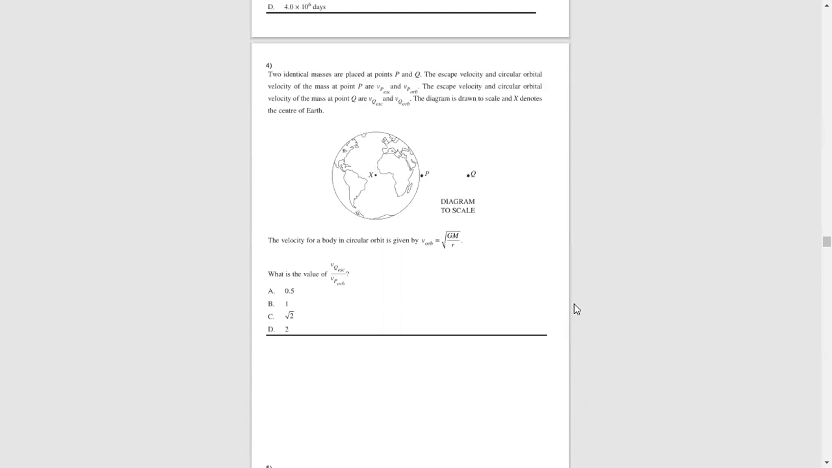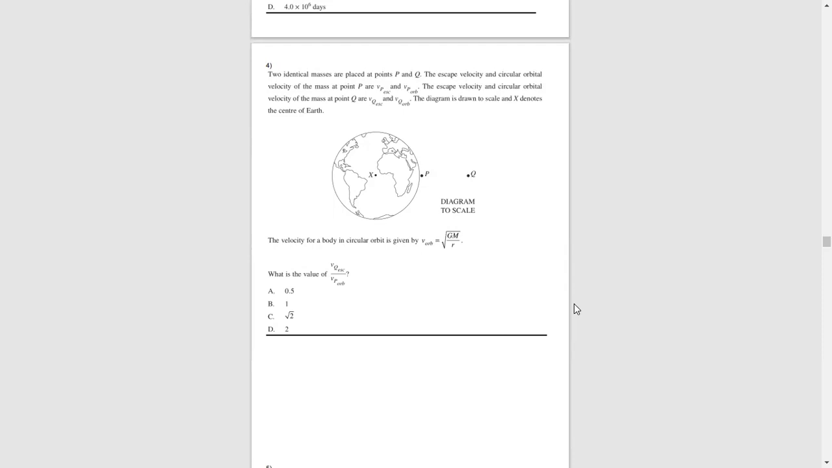So now I've got escape velocity and orbital velocity involved. Two identical masses are placed at points P and Q. The escape velocity and circular orbital velocity for the masses at P and Q are as given. The escape velocity and circular orbital velocity of mass Q are also as given. Diagrams drawn to scale and X denotes the center of Earth.